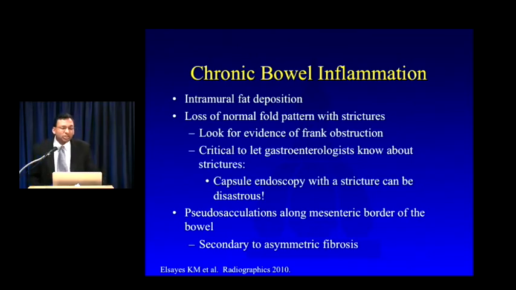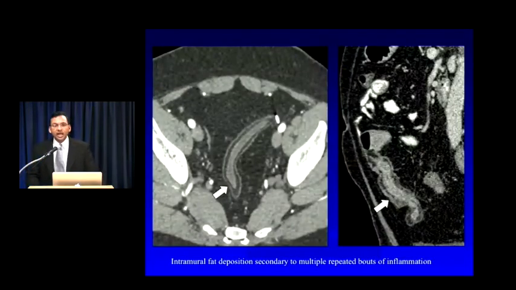And as I mentioned, it is critical that you let the gastroenterologist know if there's any areas that are potentially strictured, as you want to prevent them from administering capsule endoscopy. Here's an example of chronic intramural fat deposition secondary to multiple repetitive bouts of inflammation.